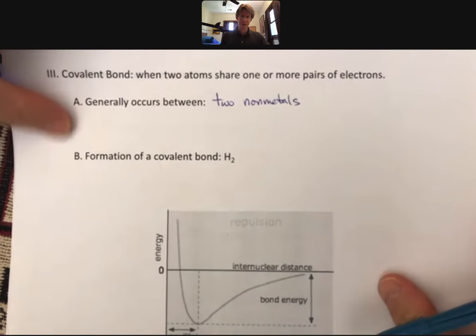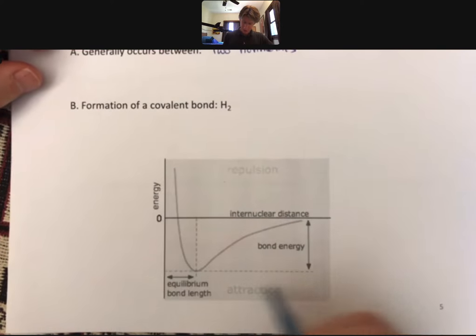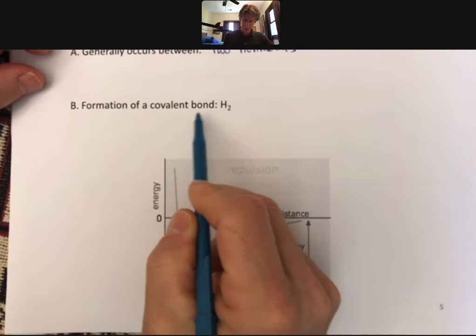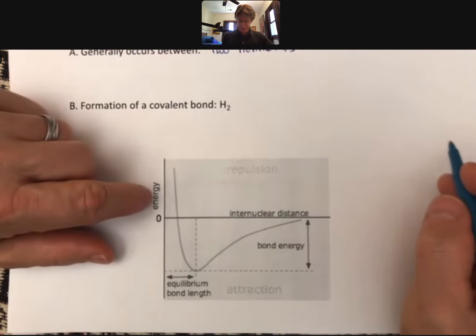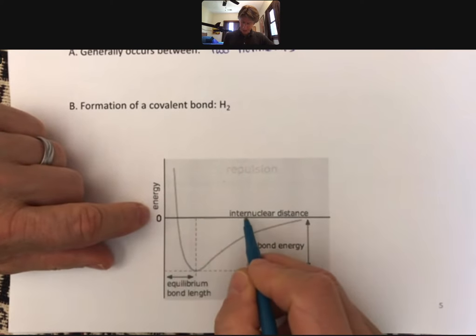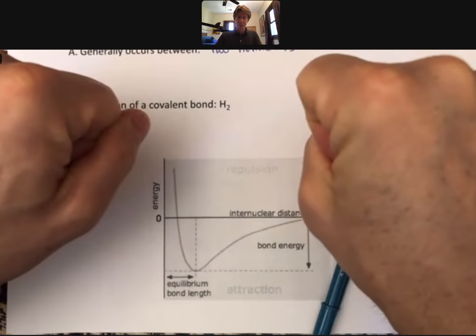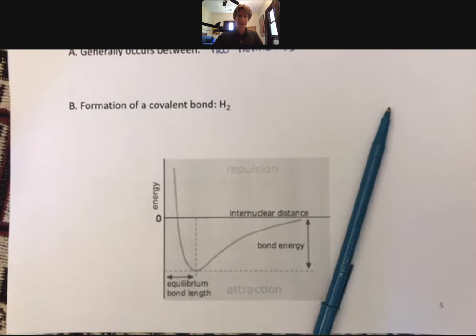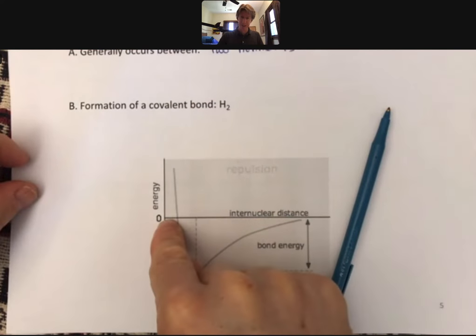We've talked about naming of compounds with nonmetals before. And what I'd like to do is talk for a couple minutes about this graph right here for the formation of a covalent bond between two hydrogen atoms. The y-axis is energy, and the x-axis is internuclear distance. So when they're far apart, the internuclear distance is larger. When they get closer together, we get closer to this zero point.